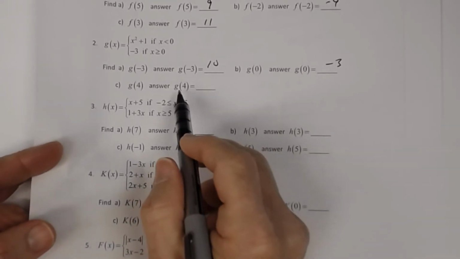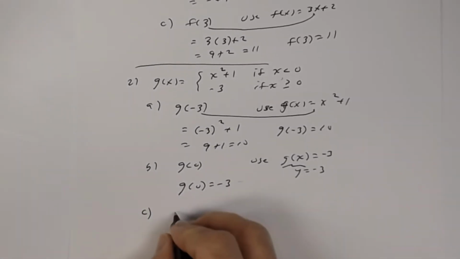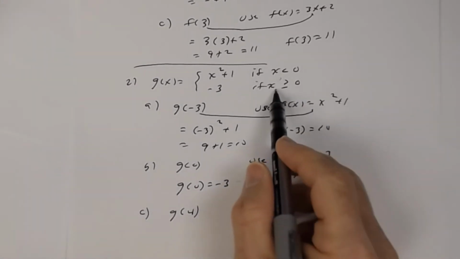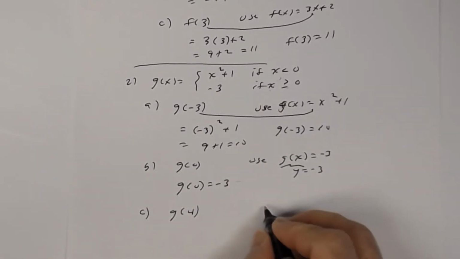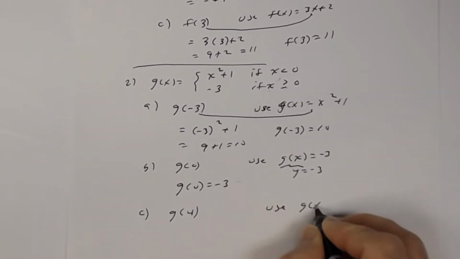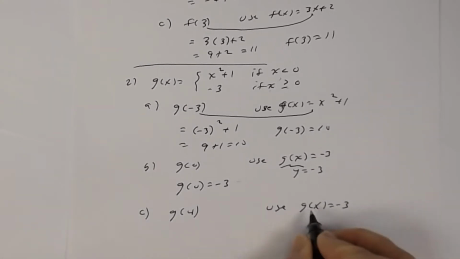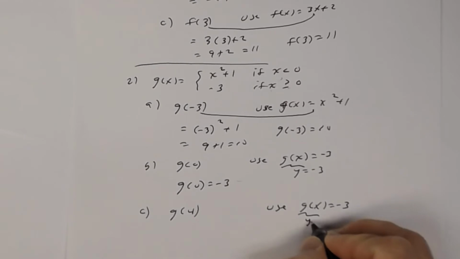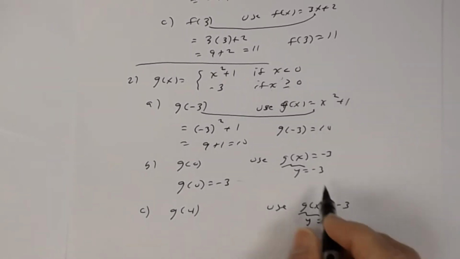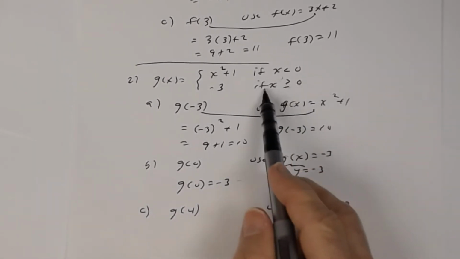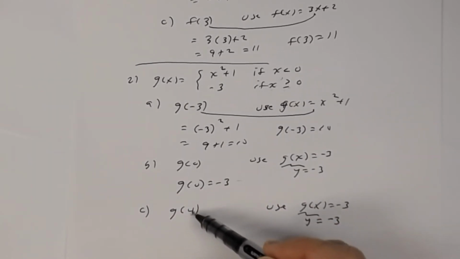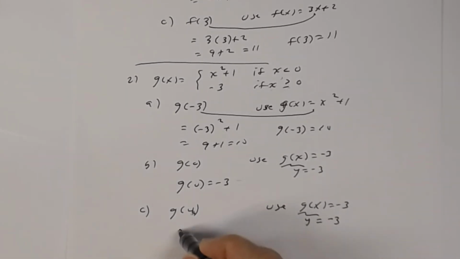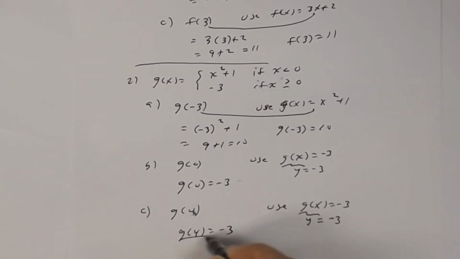And then think about the next one, g of 4. So for C, you want to find g of 4. Well, again, that's the one you're going to use here because 4 is greater than or equal to 0. So you're going to use g of x is equal to negative 3. But the same thing, there's no value of x for you to substitute 4. So this means that y is always equal to negative 3 whenever the value of x is greater than or equal to 0. So since x is greater than or equal to 0, here x is 4, it's going to be negative 3. So g of 4 is equal to negative 3 as well.